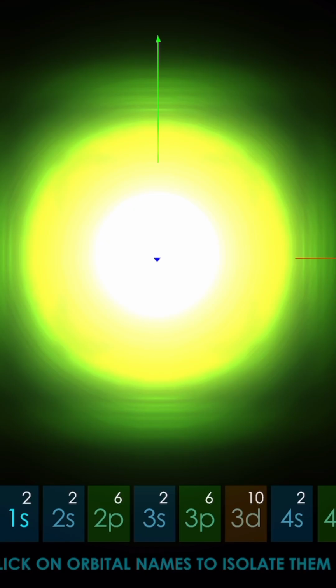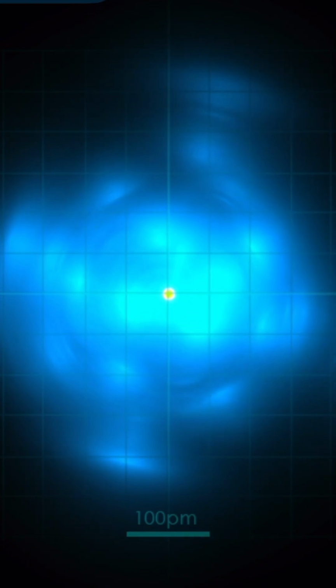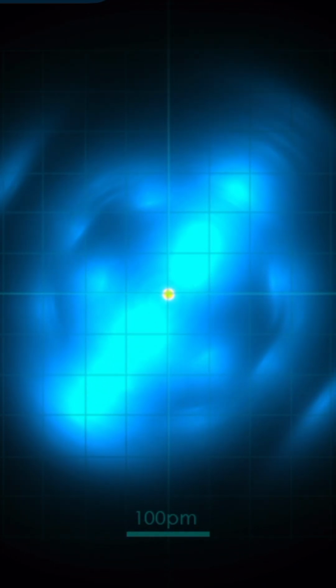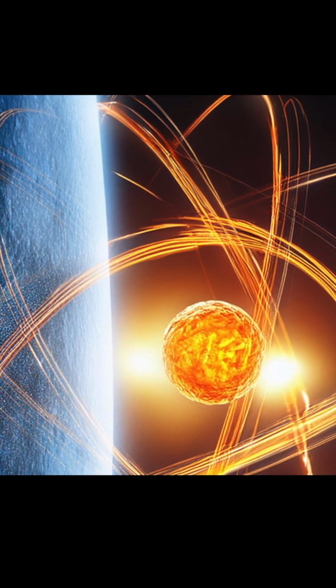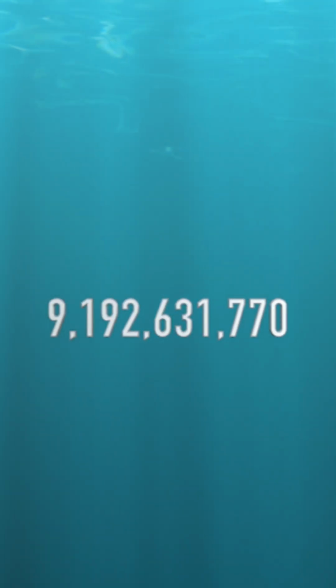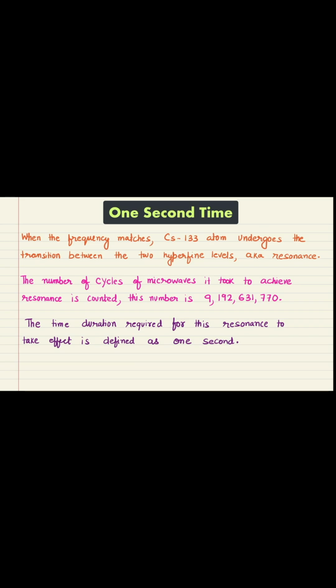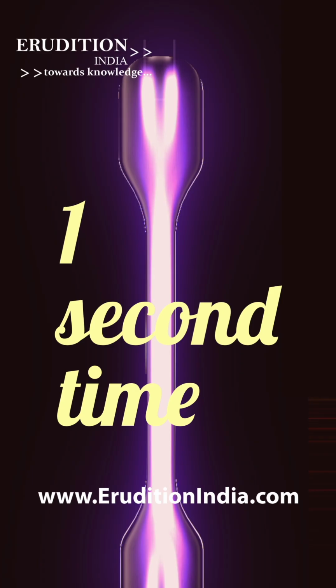When the frequency matches, the Cs-133 atom undergoes the transition between the two hyperfine levels. This process is also called resonance. The number of cycles of microwaves it took to achieve resonance is counted, and this number is 9,192,631,770. The time duration required is defined as 1 second.